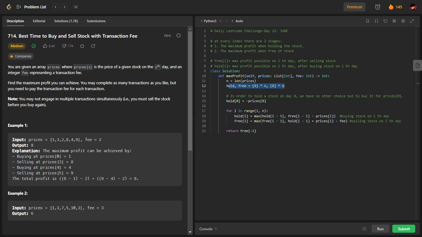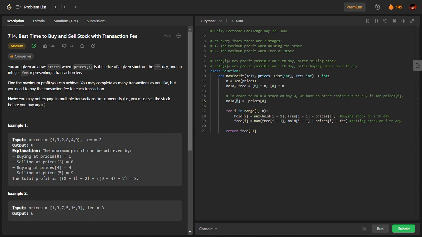Hold means we are going to grab a stock on the ith day. So hold of zero means we are going to grab a stock on the first day. As I already told you, whenever you buy a stock, it will come with a minus sign. So it will come with a minus sign and with the price of the zeroth index, because we are grabbing the stock in the zeroth index itself. So hold of zero is minus prices of zero.